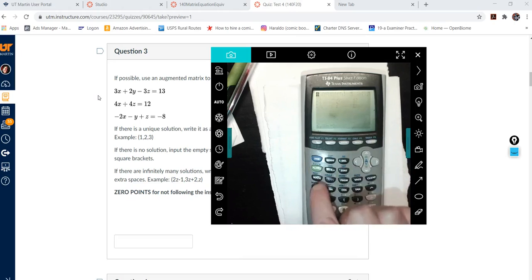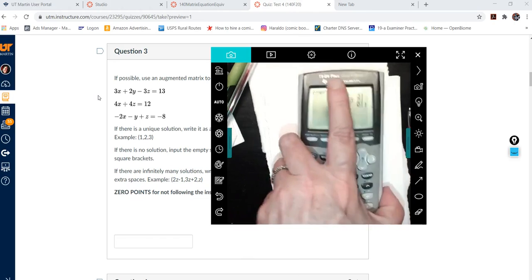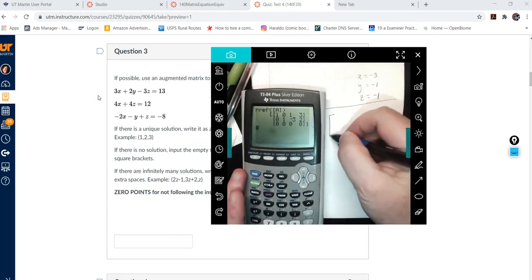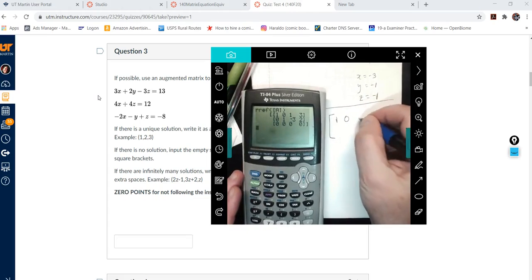I'm going to get out, going to get back in, scroll over to math, and scroll up to RREF, and then get back into the matrix menu, and under names, just press enter. You want A, and then close off the parenthesis, and it gives me this. And so I've got this for my augmented matrix.